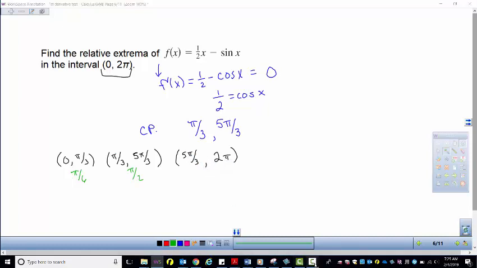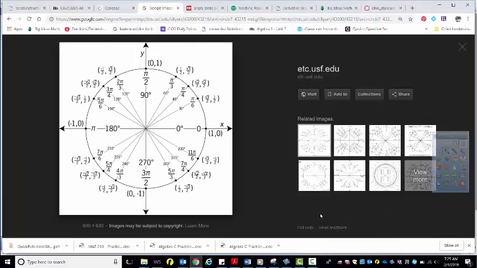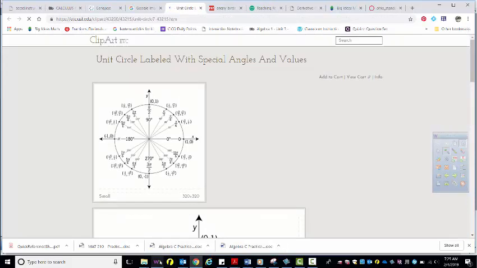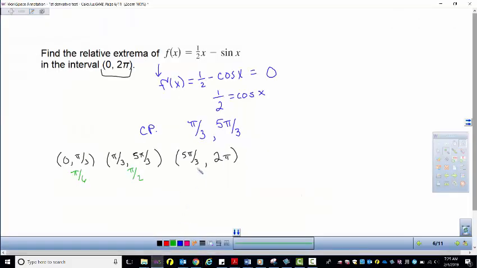So let me show you a way to do that. Hold on one. Okay, so I pulled up a unit circle. So here's 5 pi over 3. I can use any of these two values because they would be in between. So I will just go with 7 pi over 4.